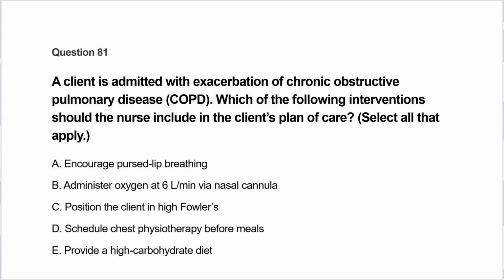Questions 81 to 85. 81. A client is admitted with exacerbation of chronic obstructive pulmonary disease, COPD. Which of the following interventions should the nurse include in the client's plan of care? Select all that apply.